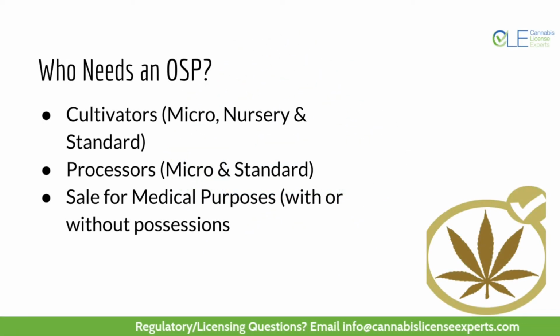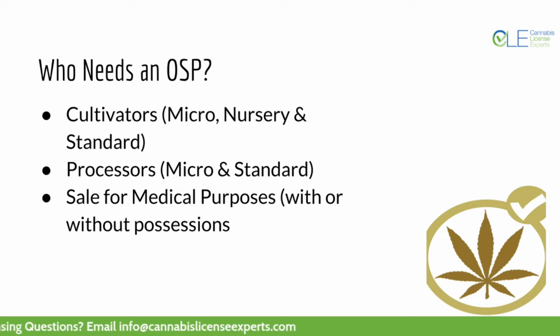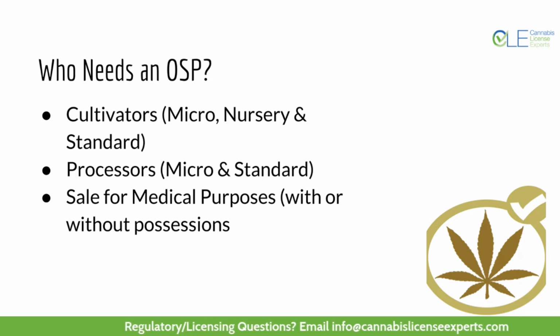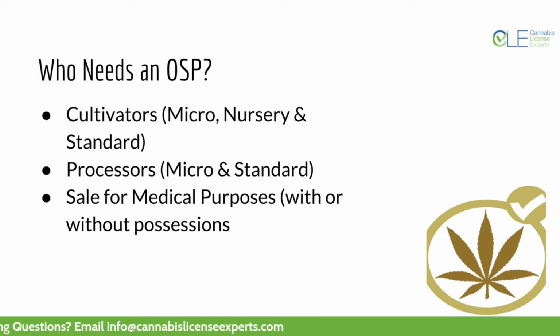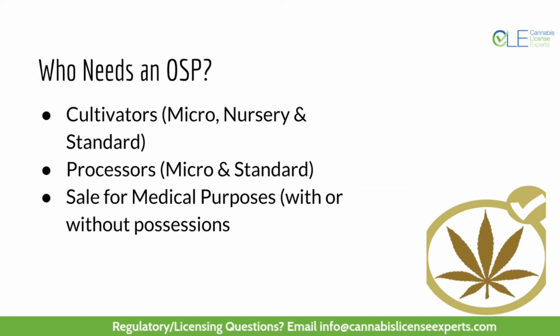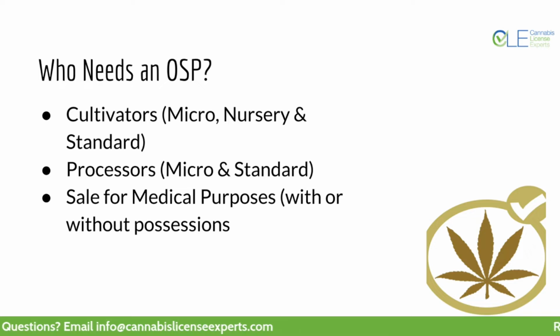Let's get started with who needs an operational security plan. For the purposes of today's presentation, we are going to be considering cultivators at micro, nursery, and touched lightly on standard, but as the majority of the people who've communicated with me are at a micro level, we will be focusing more on the requirements for micros. Processors at both micro and standard levels will also need an organizational security plan, as well as anyone applying for sale for medical purposes, whether that is with or without possession.